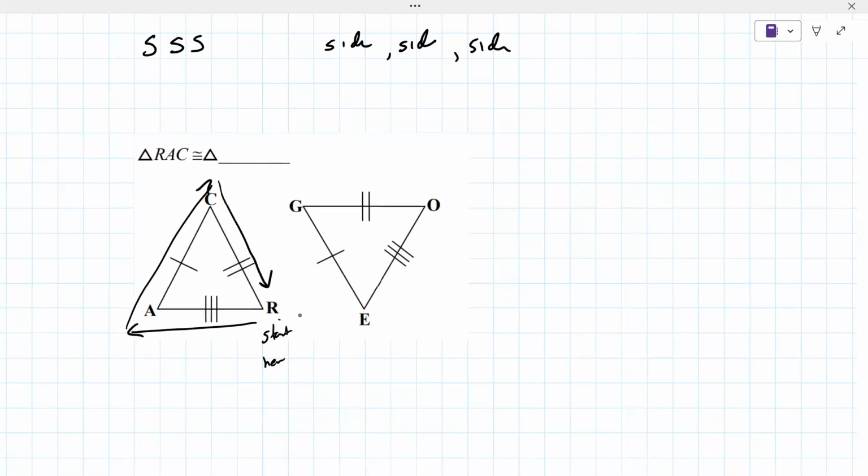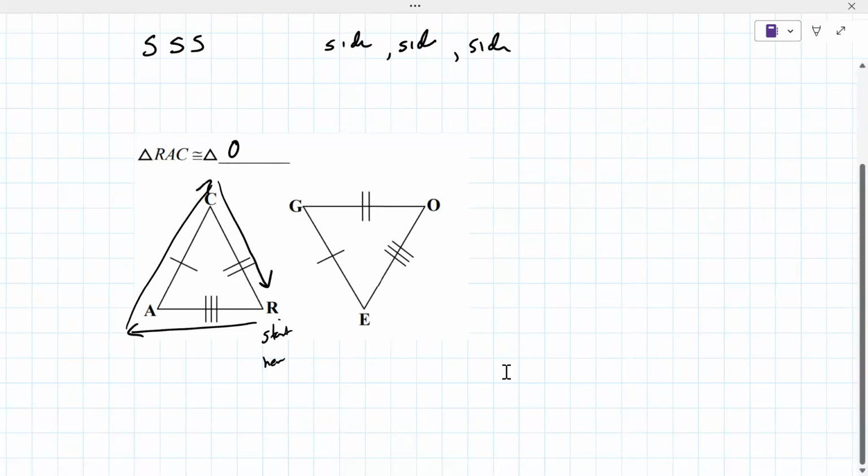So R connects the double line with the triple line. So which vertex is between the double line and the triple line over here? There are three vertex letters R, A, and C. On the right here, there are three vertex letters O, G, and E. We're looking for the letter between the double line and the triple line. Just the letter. Which letter is between the double line and the triple line? Oh, O. So O maps to R.